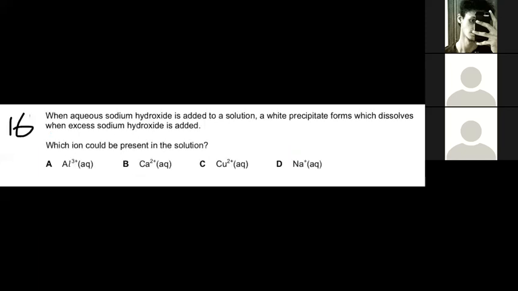Question 16. When aqueous sodium hydroxide is added to a solution, a white precipitate forms which dissolves when excess sodium hydroxide is added. A white precipitate is formed for aluminum ion, calcium ion, and zinc ion. For calcium ion, the precipitate does not dissolve. For zinc and aluminum, the precipitate dissolves in excess sodium hydroxide. In the options, we have only aluminum ion, therefore A is the correct option.